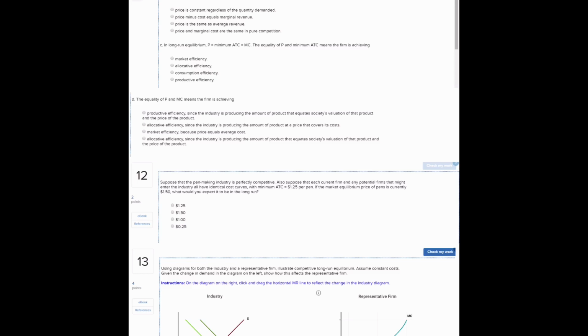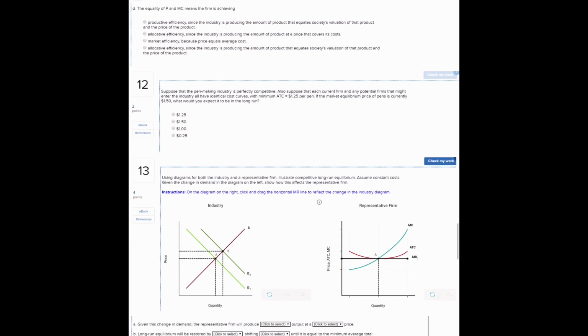Because price is constant regardless of the quantity demanded. So if you go back to the graphical visual of that, remember that price can be substituted for marginal revenue because they're both constant. C, in long-run equilibrium, price equals minimum ATC equals marginal costs.